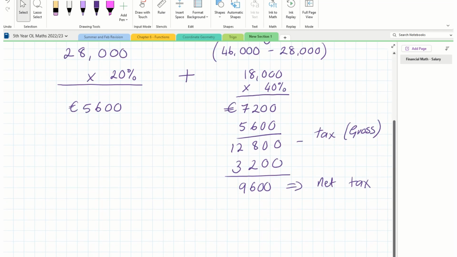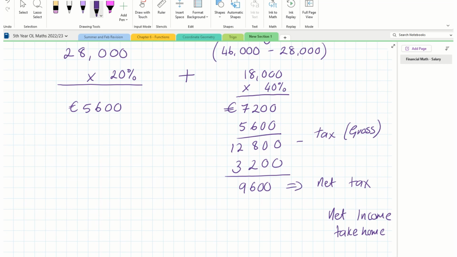So the final thing in a question like this, you'd often be asked to find the net income. So net income is what you actually take home. So sometimes it's called the take-home income. So in this case, the only deduction that we have to take into consideration in this question is income tax. Quite often you would also be dealing with USC, PRSI and so on. But for this case, we just have income tax, or the tax that we've calculated here.